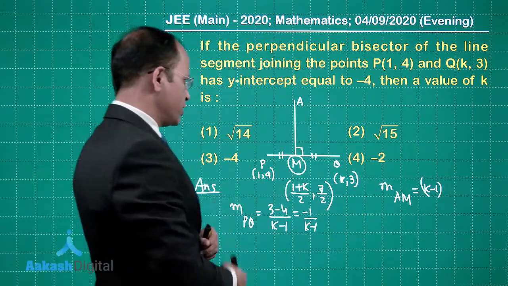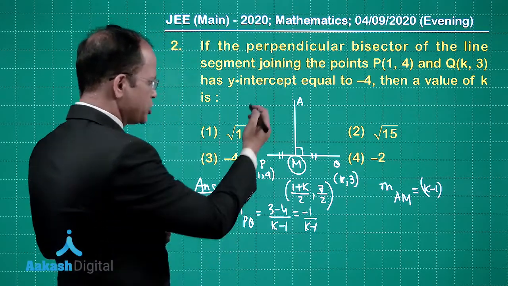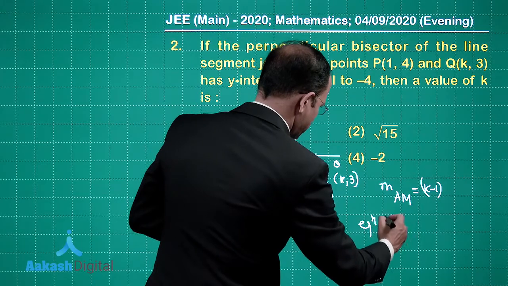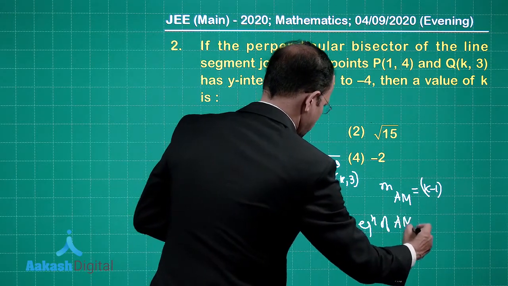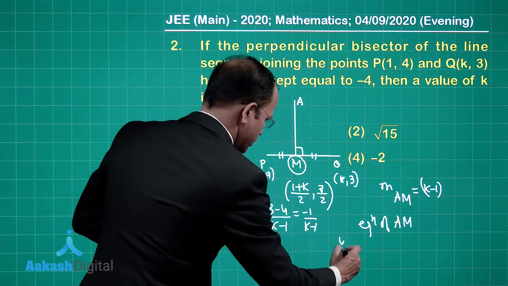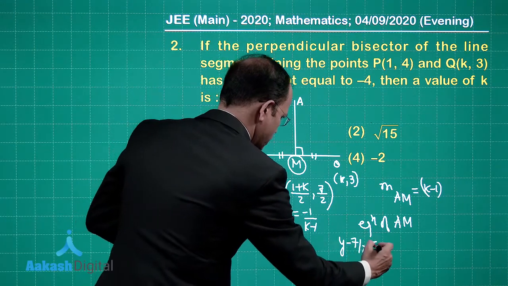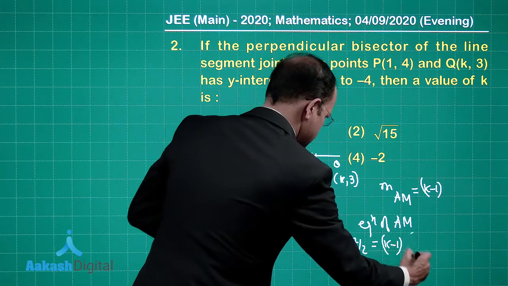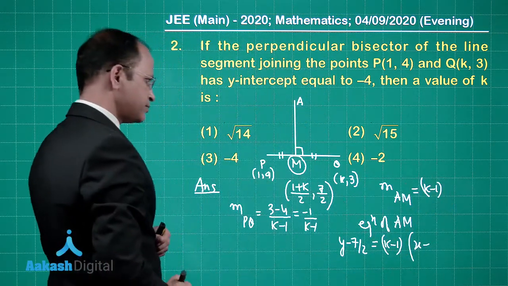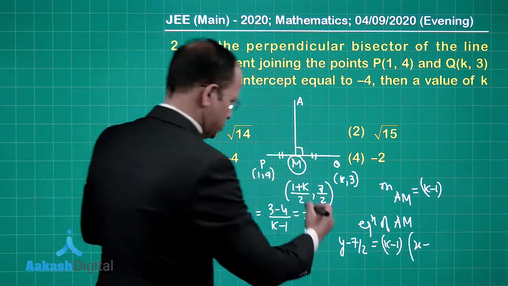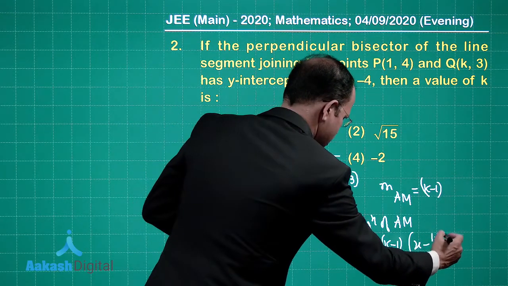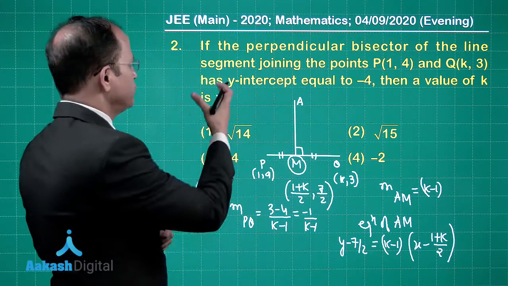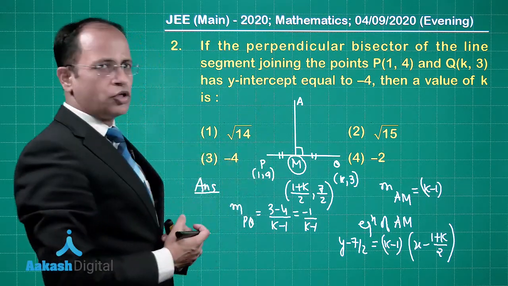Right? So this is what you have. That means if I talk about the equation of AM, the equation of AM we have to find. So what is the equation of AM? It is nothing but y minus 7 by 2 equals k minus 1, and this is x minus (1 plus k) divided by 2. So this is the equation of the line we are talking about, the perpendicular bisector.